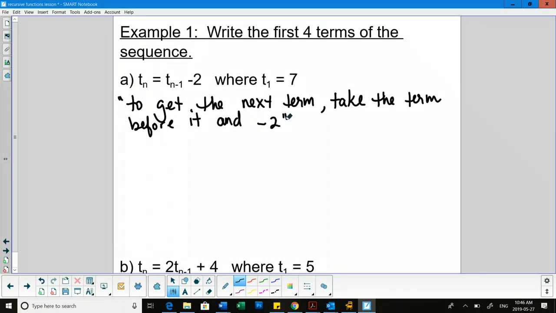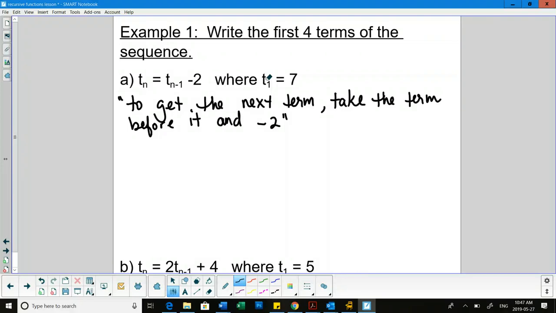That's just in plain English, right? To get Tn, or the next term that I want, take the term before it and subtract 2 from it. Okay, so just to give you guys kind of an idea, if I'm trying to write the first 4 terms, I need to start out with at least the first term so that I can get the next terms. If I don't know where I'm starting, I can't go forward from there.